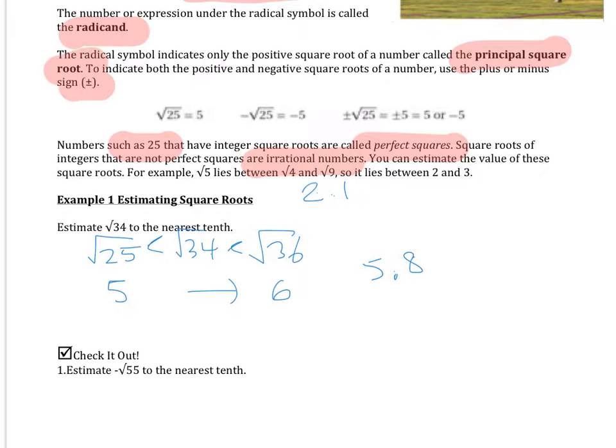So you can try that. 5.8 squared is 33.64. And since we're not quite to 36, you might want to try 5.9. And 5.9 squared is 34.81. And since that's a little too high, we would estimate it to be 5.8.